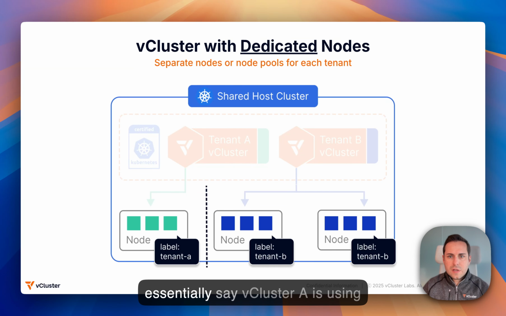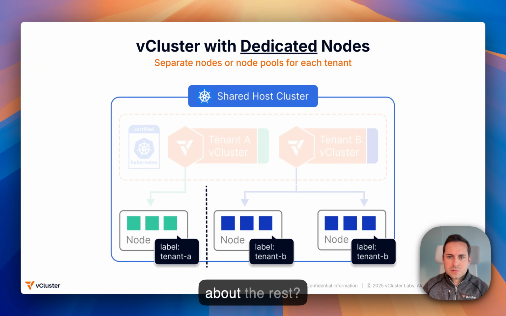So you can essentially say, vCluster A is using this particular node pool, and vCluster B is using this particular node pool, and that means none of the containers from different virtual clusters end up on the same node. They're all completely separate. That's great. But what about another level of isolation? What about CNI, CSI? Pretty much the cluster is still shared here. The nodes are separate, the control plane is separate, but what about the rest?